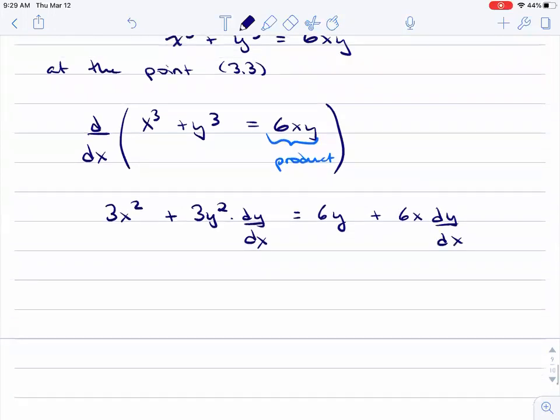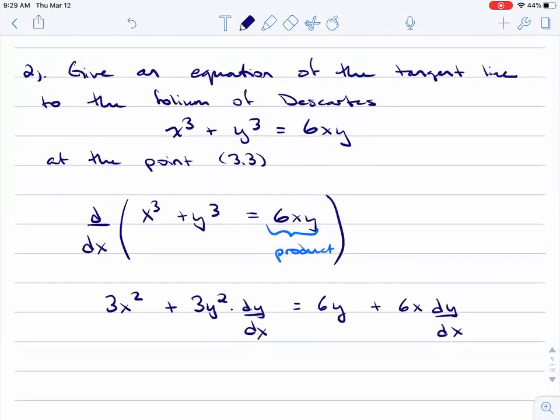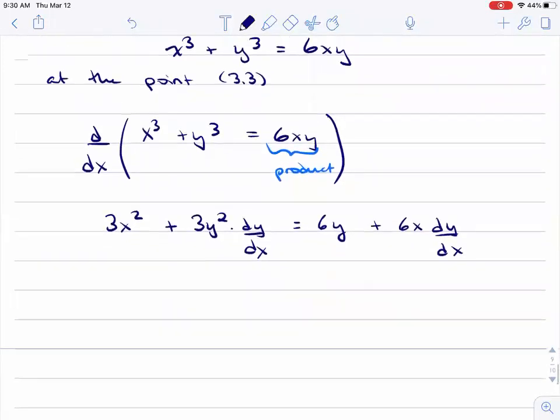So our goal here, right, we're finding the equation of the tangent line. So I know I have to find the derivative because that's how I'm going to find the slope at (3, 3). And then I have the point and the slope, so I can use the point-slope form of the line to find the equation of the tangent line.